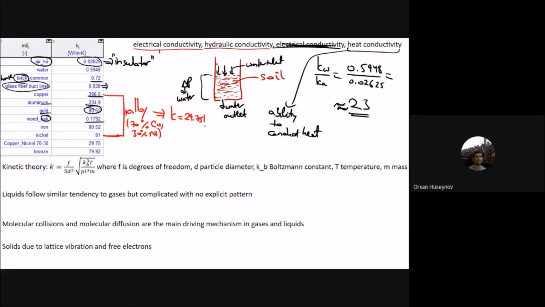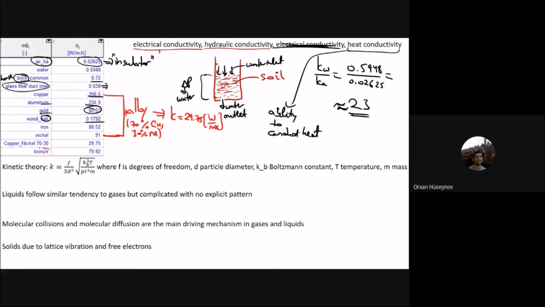So therefore, the conductivity of the alloys is not expected to be more than the smaller conductive material. Okay, so it is not a linear behavior. So you cannot expect that if I mix this one, I will get more conductive material.